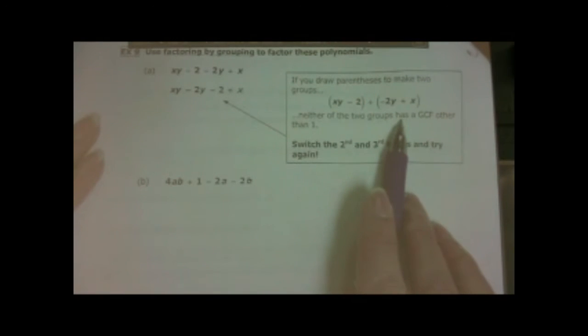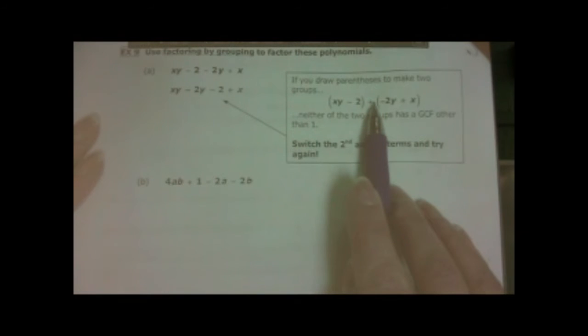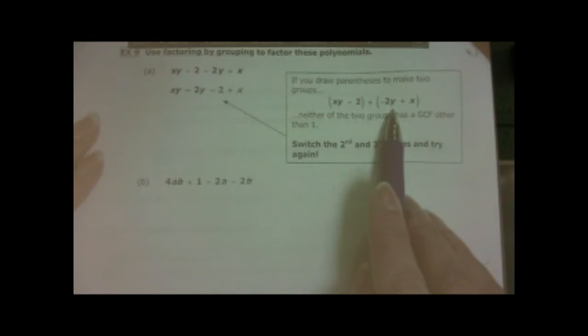Neither of the two groups has a GCF other than 1. All right, that's a problem. Here's why. Because if you factor out a 1 from here, and you factor out a 1 from here, or even a negative 1, you still have two binomials that are not the same. So you can't factor out a common binomial factor, and you can't continue, and you're stuck. All right? So maybe this one doesn't work, because sometimes they don't. But we haven't checked to make sure that it does.